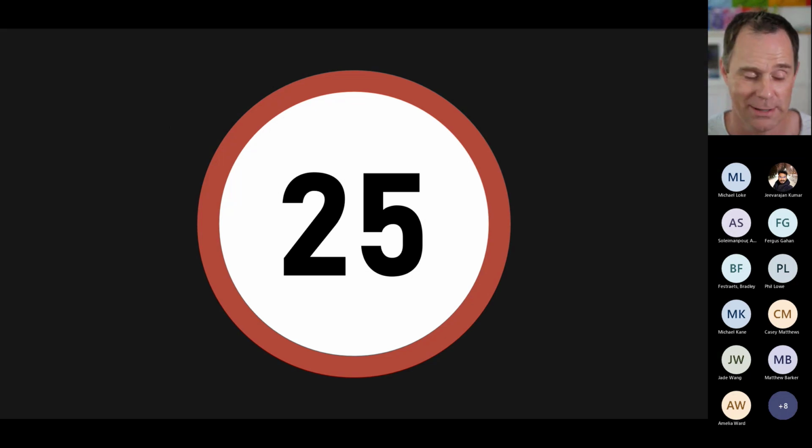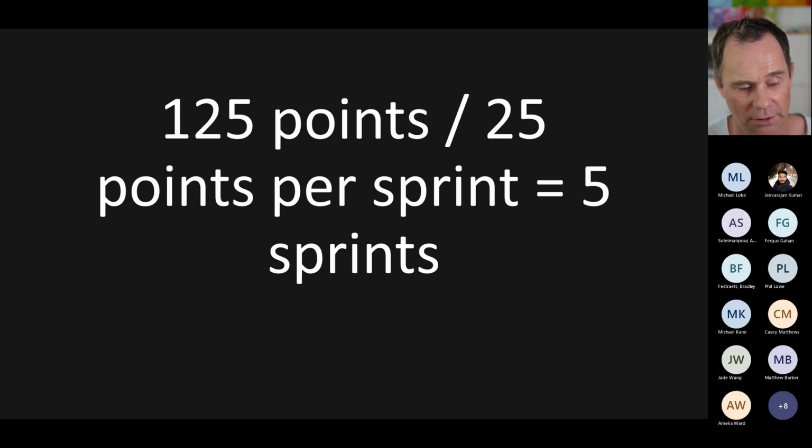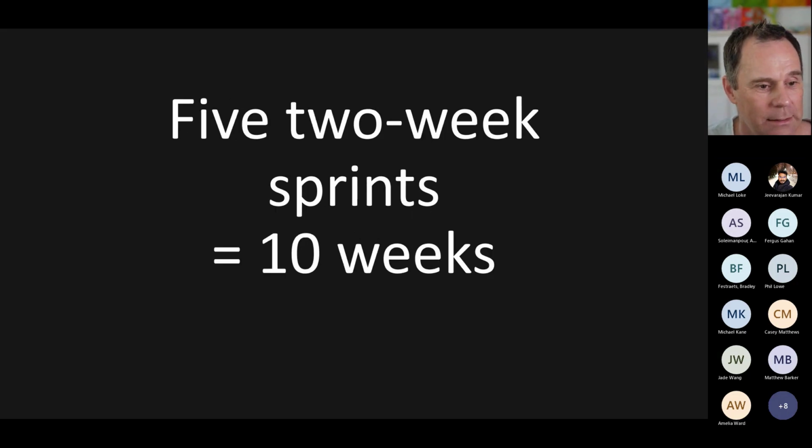To figure out how long, well, you just take that estimated velocity, 25 points, and you take the entire backlog of 125, divide by your velocity, and you get 5 sprints. So distance divided by velocity equals time. If you remember your high school physics, that's all we've done. The math really isn't complicated. 5 2-week sprints is 10 weeks.